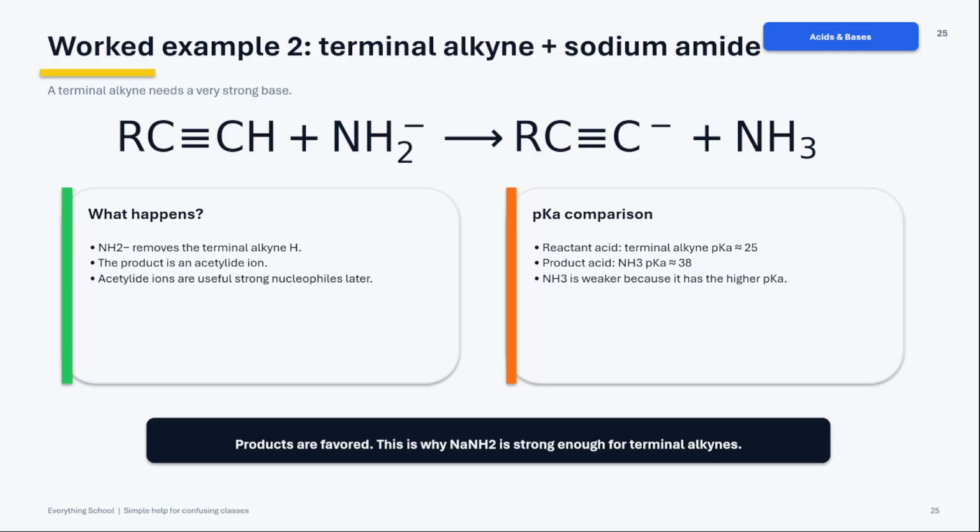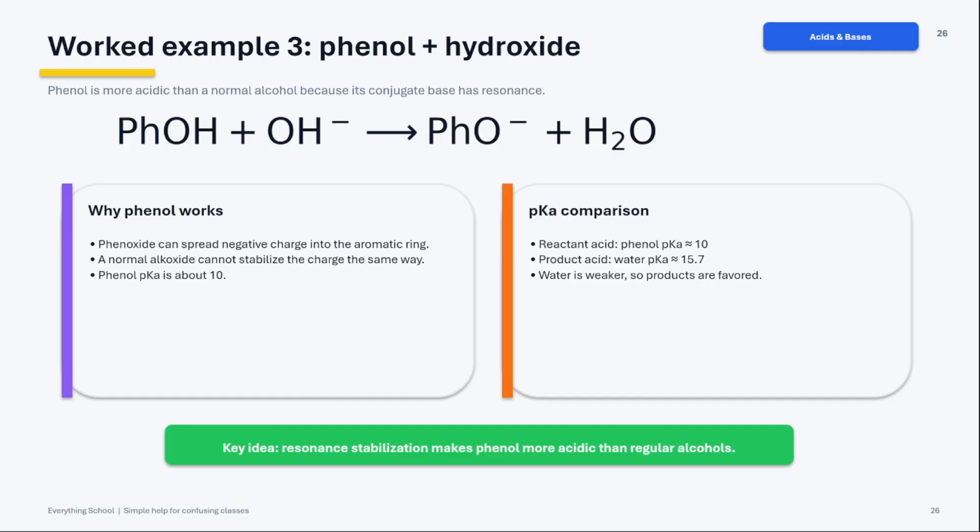NH3 is weaker because it has the higher pKa. Products are favored. This is why NaNH2 is strong enough for terminal alkynes. Slide 26. Worked example 3, phenol plus hydroxide.